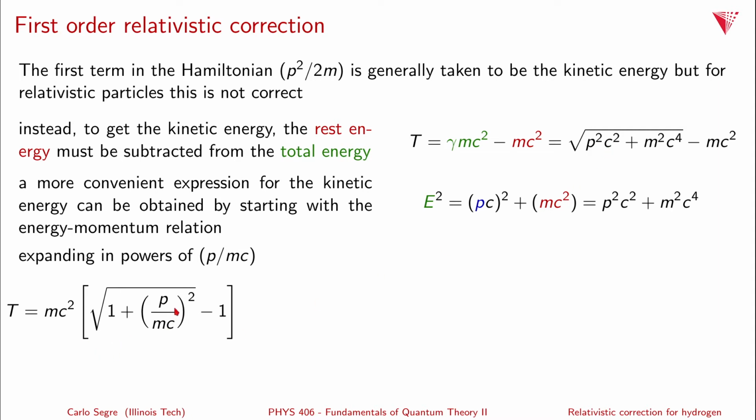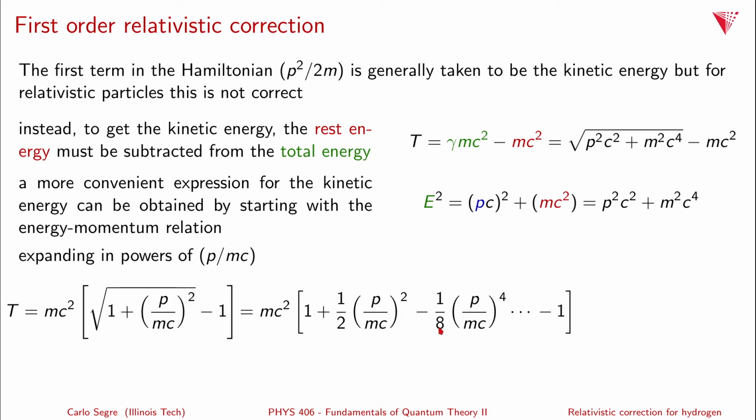Well, if we assume that this is small quantity compared to 1, then we can expand this. And we'll expand this using the binomial expansion for the square root. So that gives us 1 plus 1/2 p over mc quantity squared minus 1/8 times p over mc to the fourth. And then you have additional terms and then a minus 1 at the end.